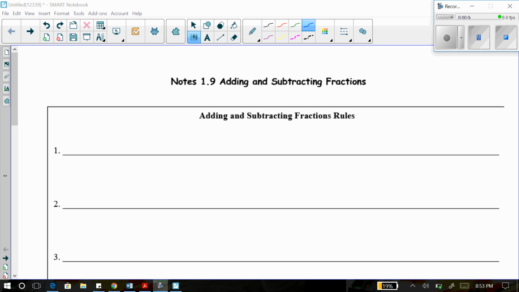Girlies! Today we are going to talk about adding and subtracting fractions. We'll talk about subtracting and adding fractions when they have the same denominator and then when they have different denominators.